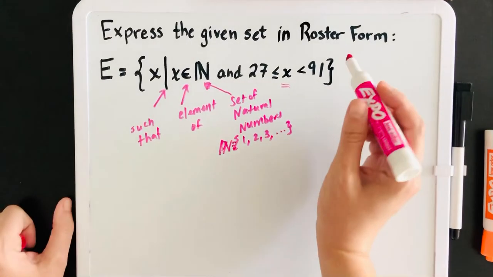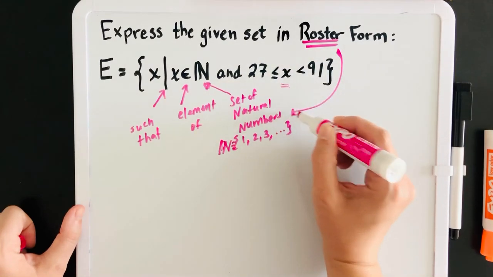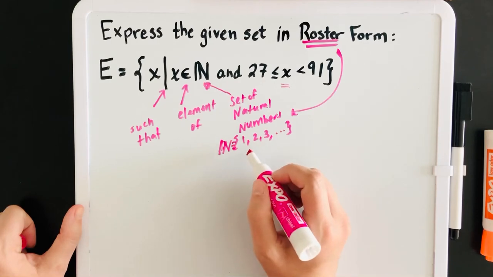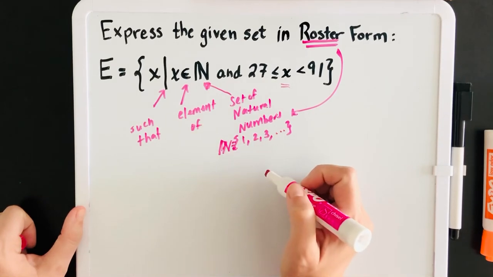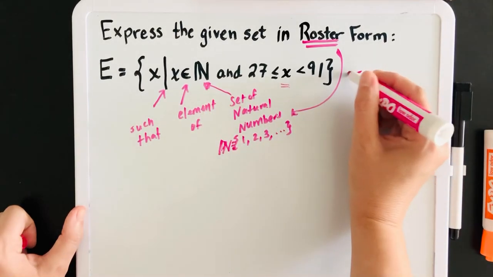Okay, so what does roster notation mean? Roster notation is where you're just listing the elements inside the set, separating each element with a comma. Originally, the set is in set builder notation. So this here was set builder notation.